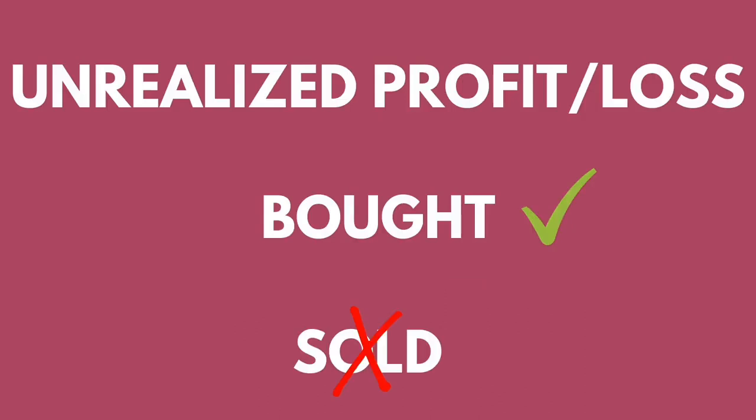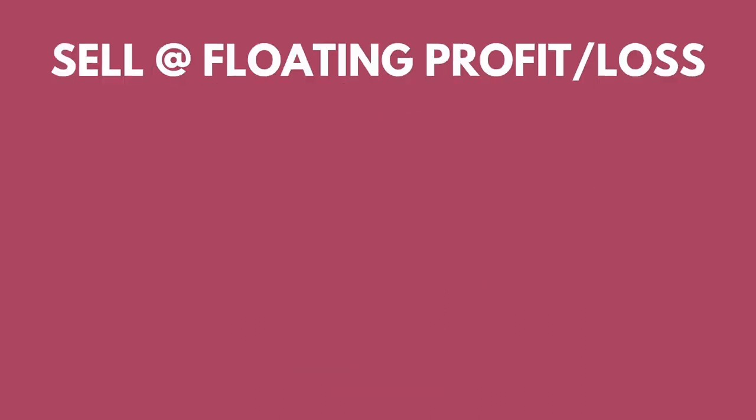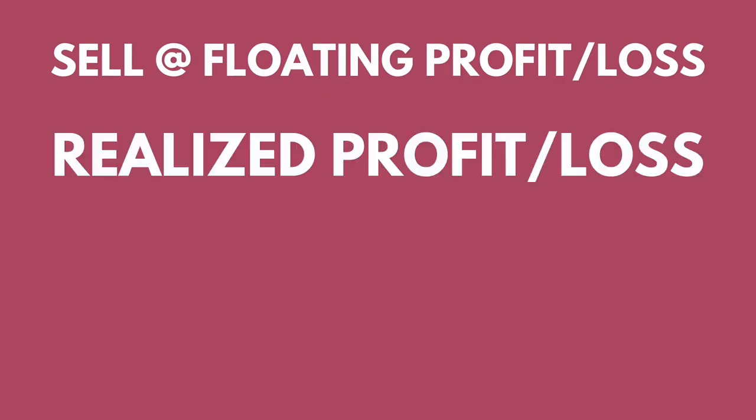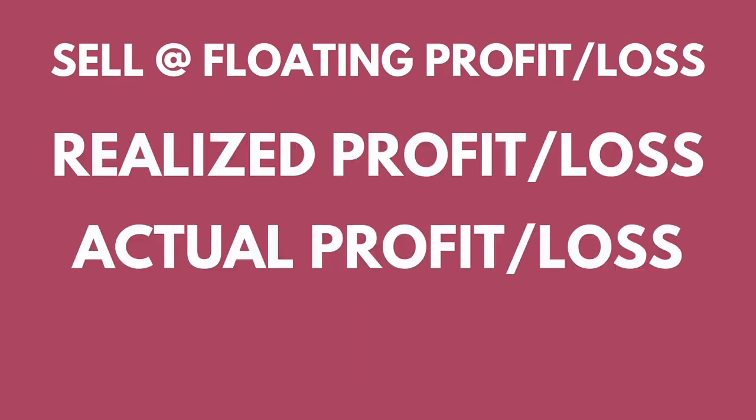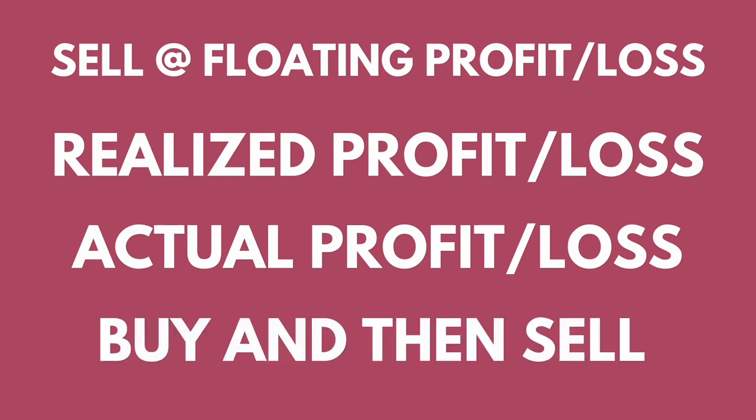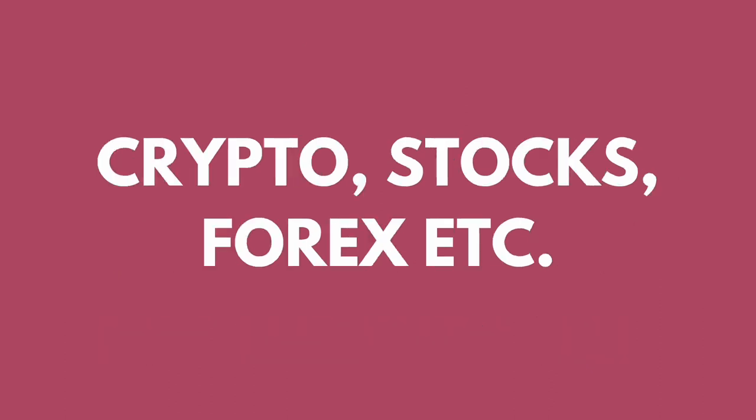Once you sell at the particular floating profit or floating loss, then it's called realized profit or loss because that's the actual profit or loss which you incurred. You can only calculate the profit and loss once you buy something and then sell it. Until then, it will always stay in the float. That's why it's called floating or unrealized profit or loss. This applies for any kind of asset class like crypto, stocks, forex, etc.